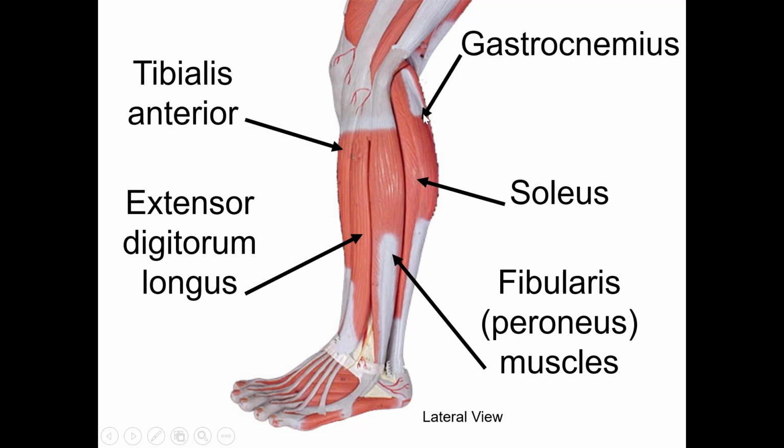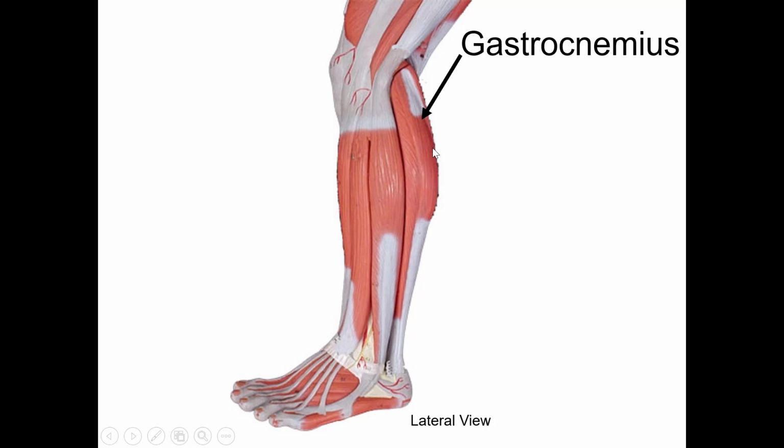And then this large muscle on the calf is the gastrocnemius. The gastrocnemius gets its name because it's the big-bellied muscle. The swollen central part of a muscle is referred to as the belly of the muscle, and gastro means belly or stomach, so the gastrocnemius is the muscle with the big belly.